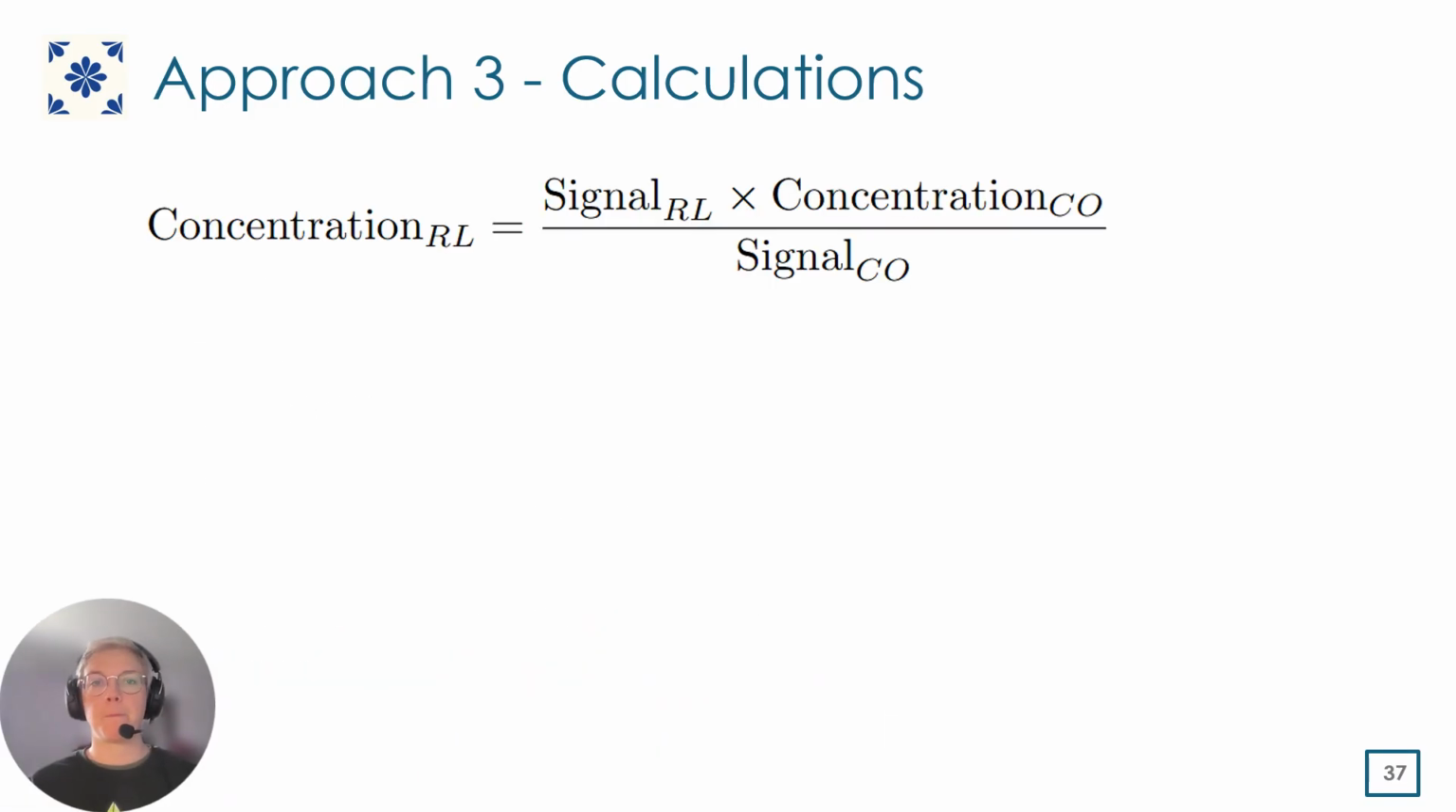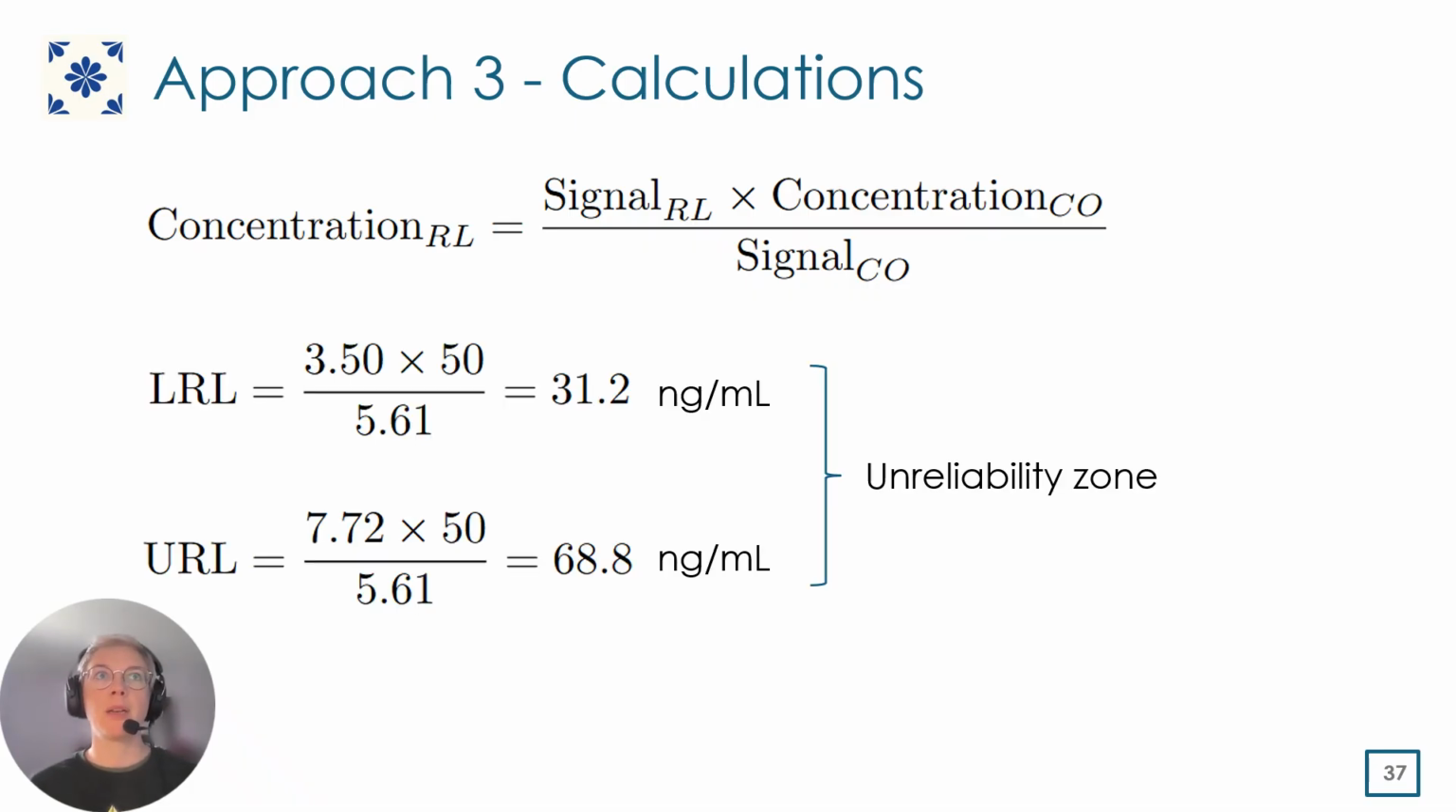Okay, well, I need to convert it to concentration units. So to do that, I'll use a simple rule of 3 with the decision point, signals times 15 nanograms per ml divided by 5.61. And my unreliability zone is therefore 31.2 to 68.8 nanograms per milliliter. So pretty neat, right?